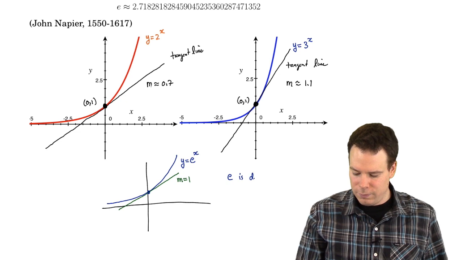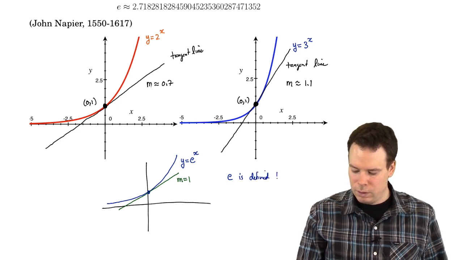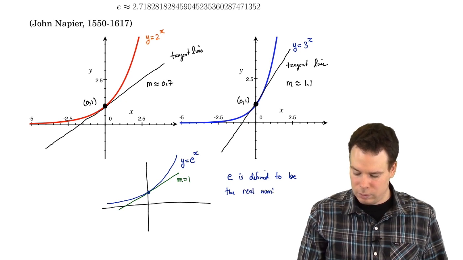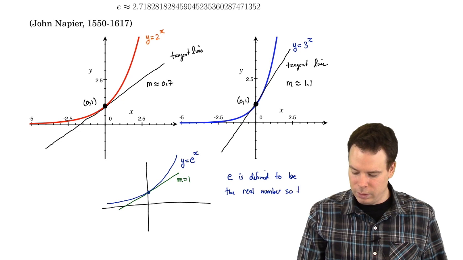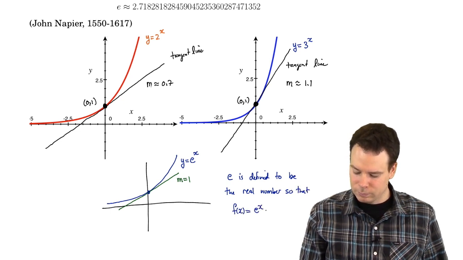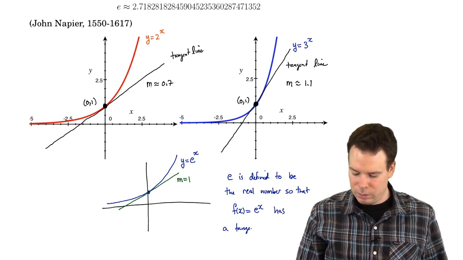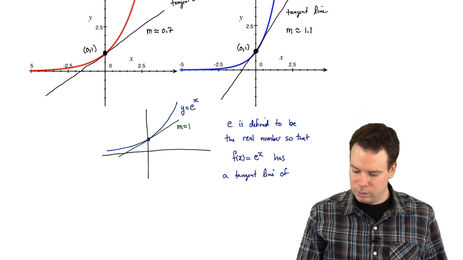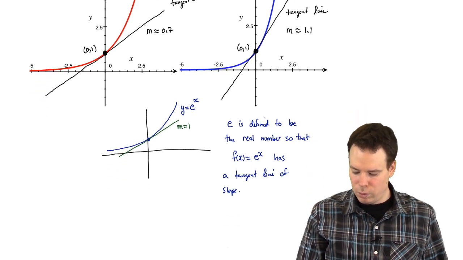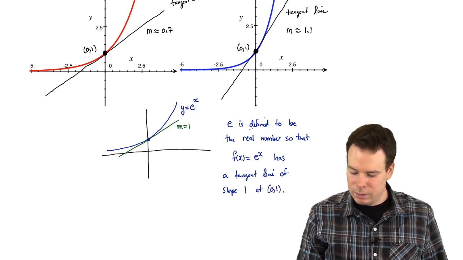So e is defined to be the real number so that when I consider the exponential function of base e, it has a tangent line of slope 1 at the point (0, 1). That's what e is defined to be.